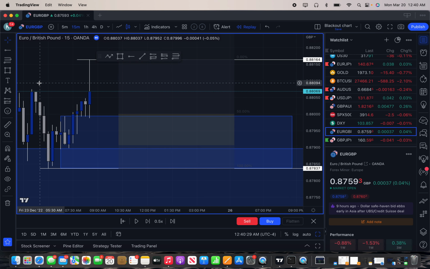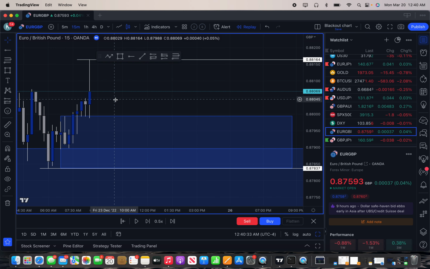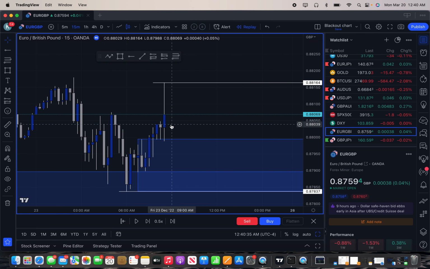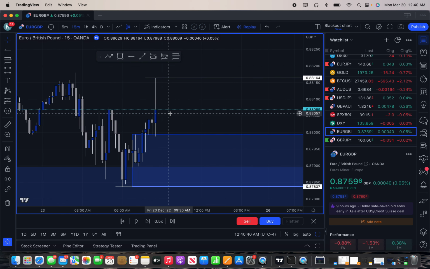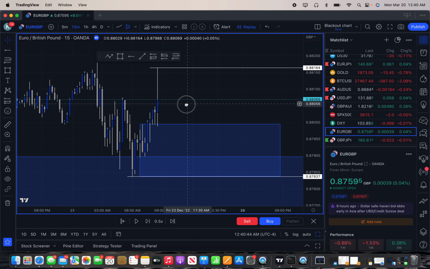Yes, it's right at the 50%, but also remember, I'm not too concerned with that because this is my entry. So this is still going to be a very, very nice trade either way.